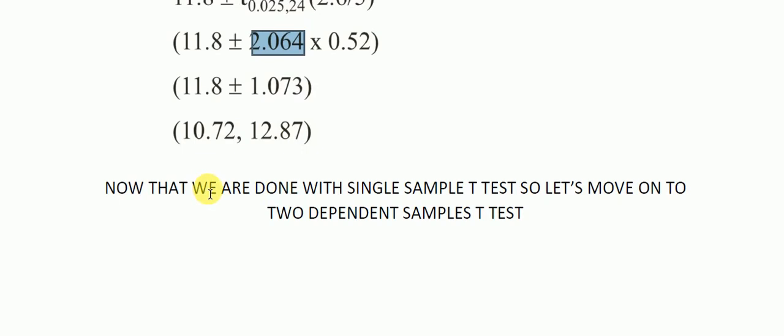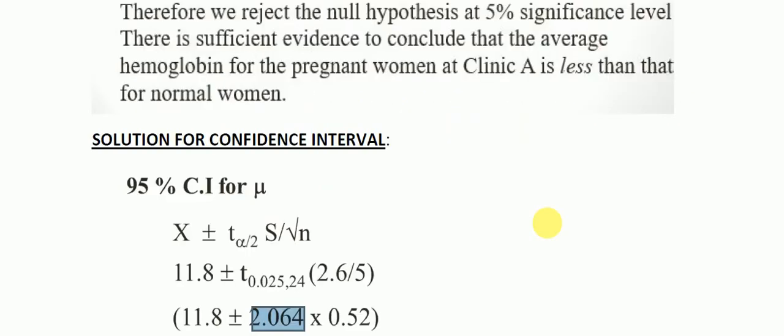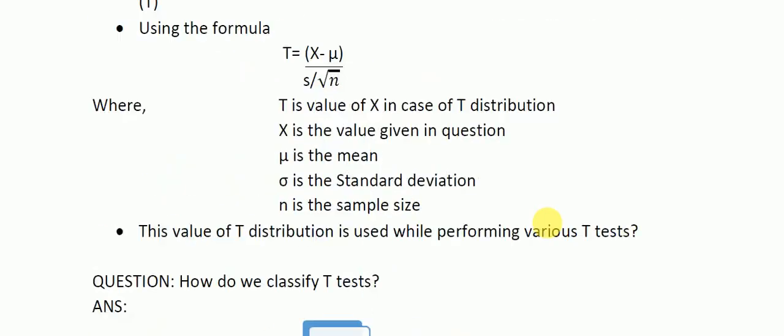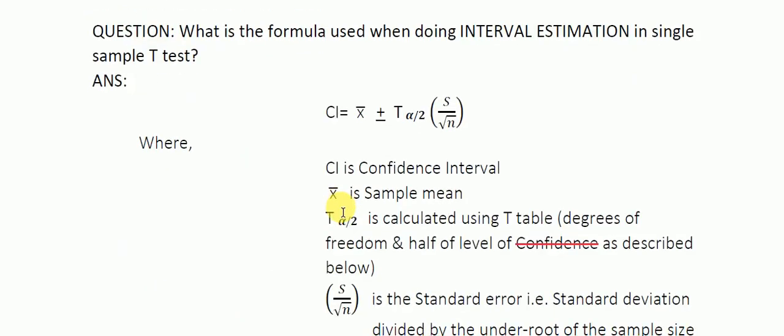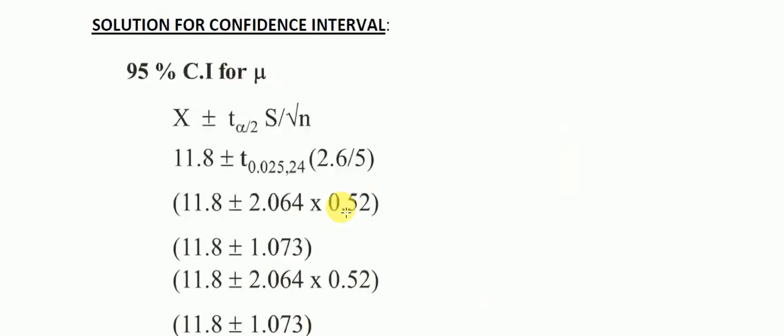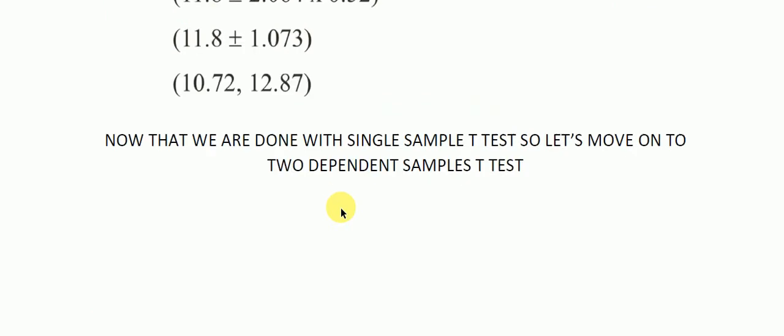Okay, so now that we are done with single sample t-test, let's move on to the two dependent sample t-test. As you can recall over here, we had t-test single sample and two samples, and in two samples we had further two classifications, dependent and independent. Now we are done with one sample t-test, and we'll move on to the two sample t-test with the dependent classification.